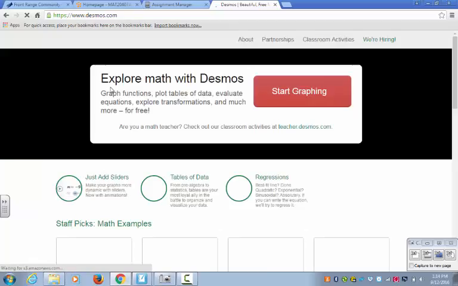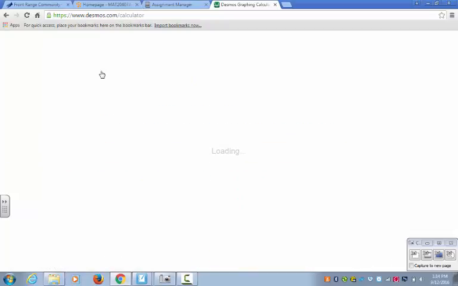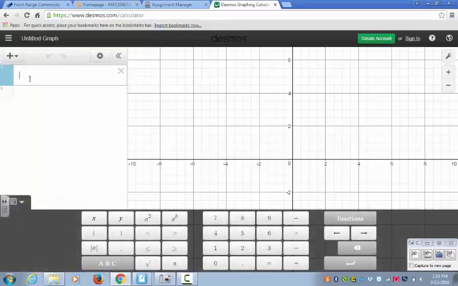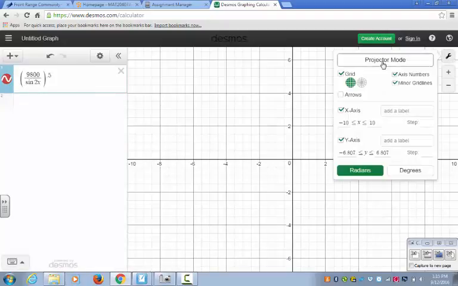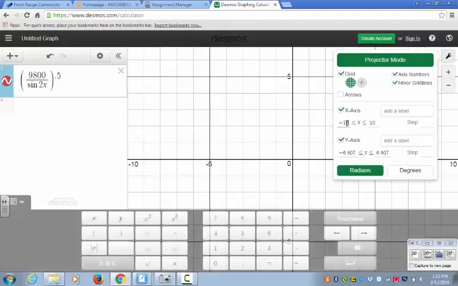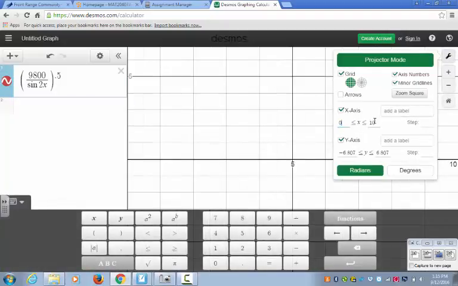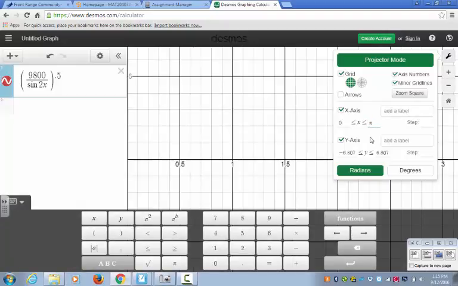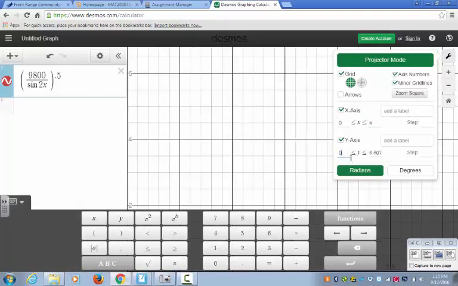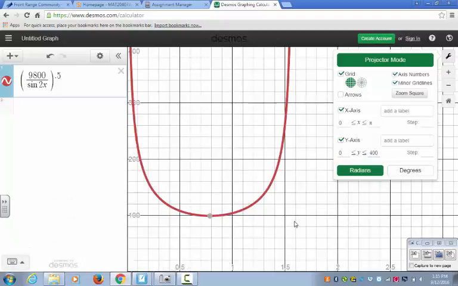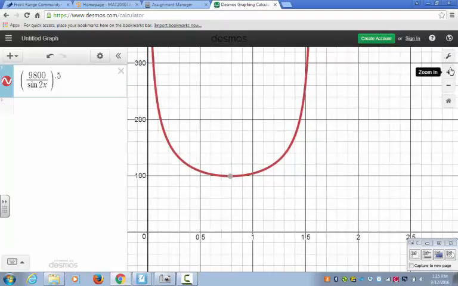And let's just take a look at what that initial speed looks like. And let's see, what do we have? We have the square root of 9,800 divided by sine of 2x. Put in some settings there, so x is, let's go 0 to, let's just go 0 to pi, I guess. Y is, go 0 to 400. I think that's enough to get a graph. All right, so there's the graph.